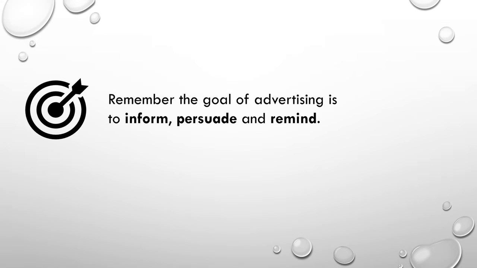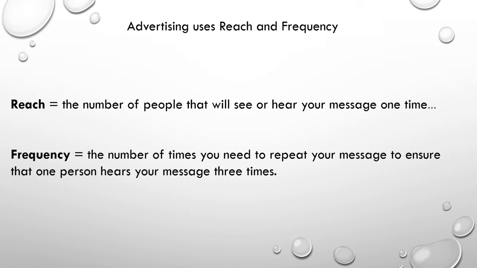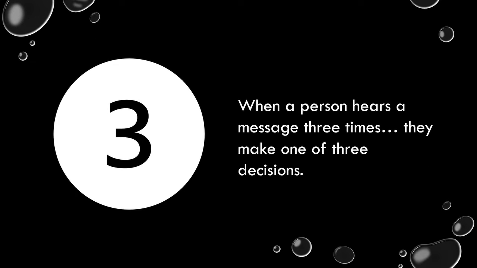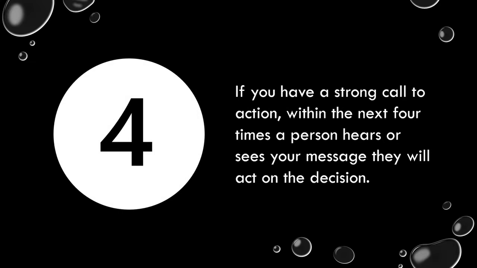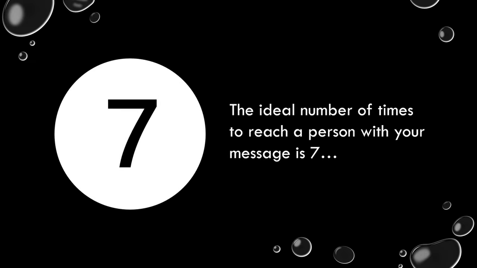To reach people with their message, advertisers use a technique called reach and frequency. Reach is the number of people that will see or hear your message one time. Frequency is the number of times you need to repeat your message to ensure that one person hears your message 3 times. 3 and 7 are important numbers to keep in mind. When a person hears a message 3 times, they make one of 3 decisions. If you have a strong call to action, within the next 4 times a person hears or sees your message, they will act on their decision. So the ideal number of times to reach a person is that magic number 7.